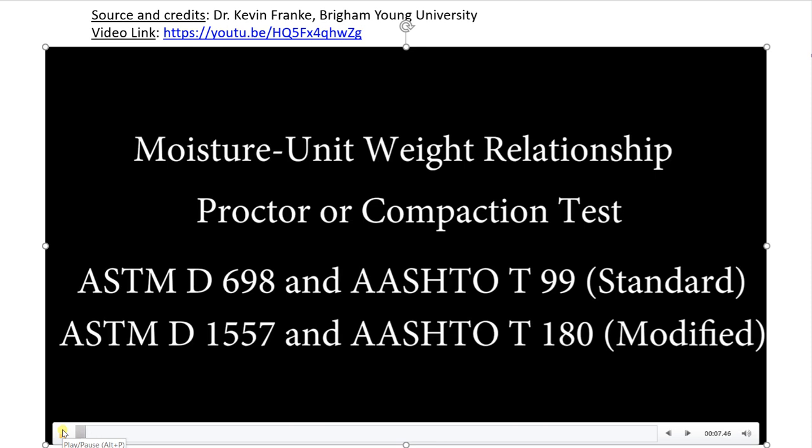Hello and welcome. In this lab, we will be performing a moisture unit weight relationship test, better known as a compaction or Proctor test. This is used to determine the relationship between moisture content and dry unit weight. This test covers standards ASTM D698 and AASHTO T99, which are standard proctors, and ASTM D1557 and AASHTO T180, which are modified proctors.